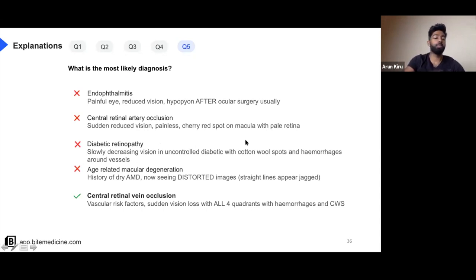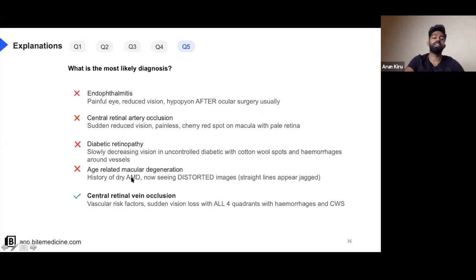Diabetic retinopathy would not be a sudden kind of change. Diabetic retinopathy is basically when someone's diabetic, their vessels just slowly get damaged. So slowly decreasing vision, an uncontrolled diabetic. They do get a few hemorrhages. They do get cotton wool spots around the vessels, but it's not a sudden event.